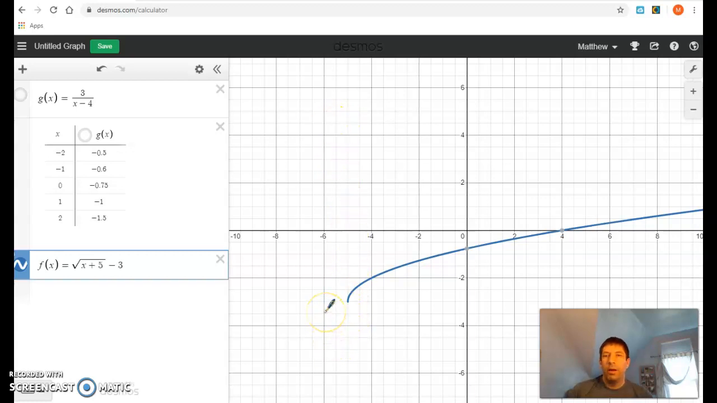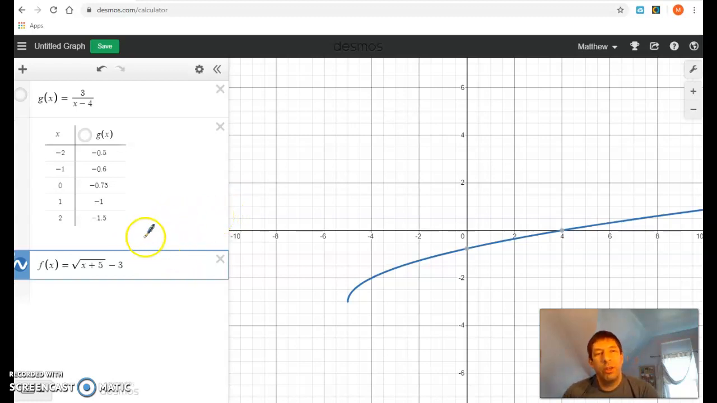Hey gang, we're going to look at investigating functions today. And so I've got two functions over here on the left. You'll notice I'm on Desmos. So you could use your graphing calculator, or I highly recommend using Desmos to graph as well. It's very easy, very intuitive.